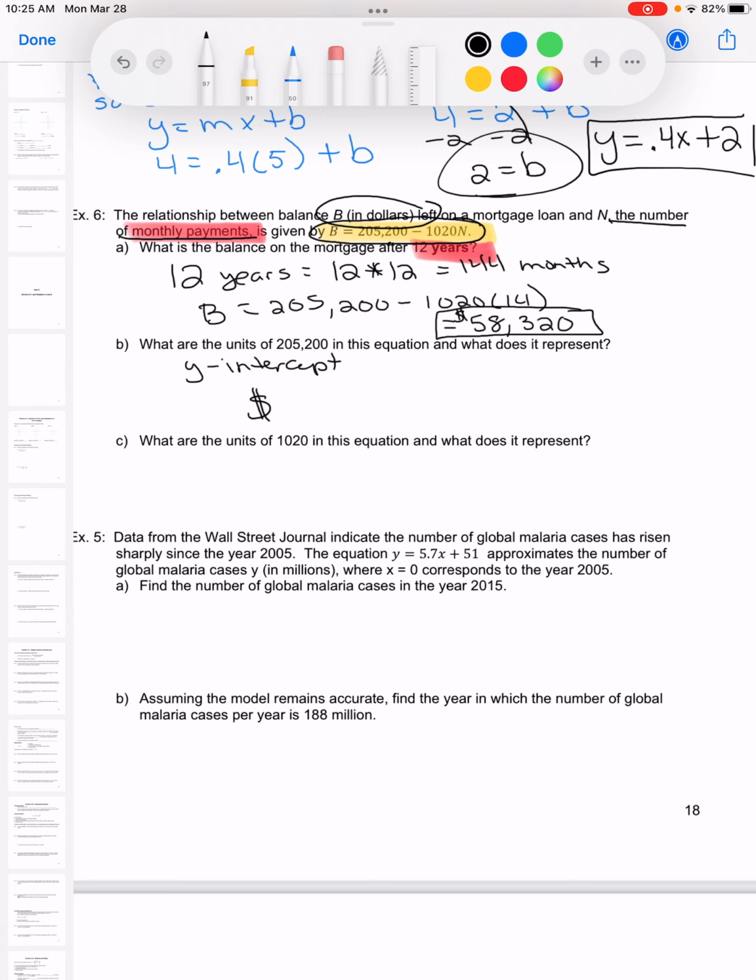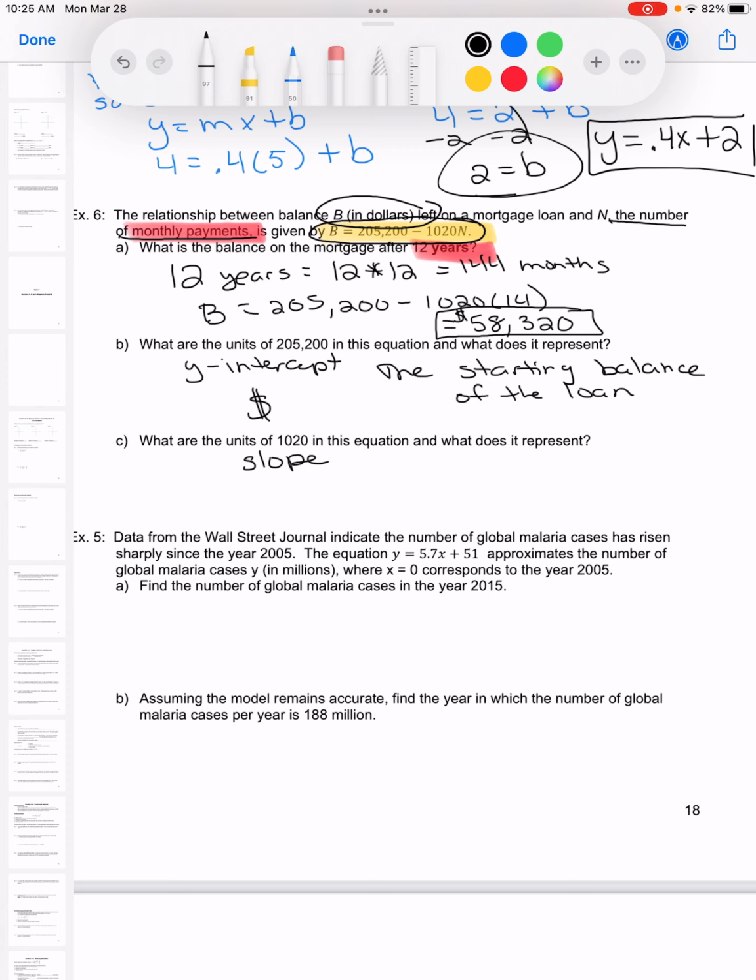And you also could think about this being the starting balance of the loan. The y-intercept is always the initial or the starting or the beginning. Those are keywords that get used a lot to talk about the y-intercept, what's going on right when the problem starts. So negative 1020 is the slope.